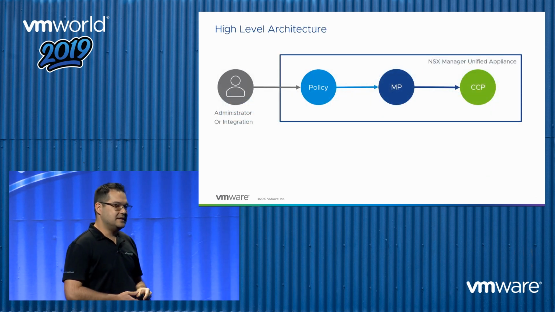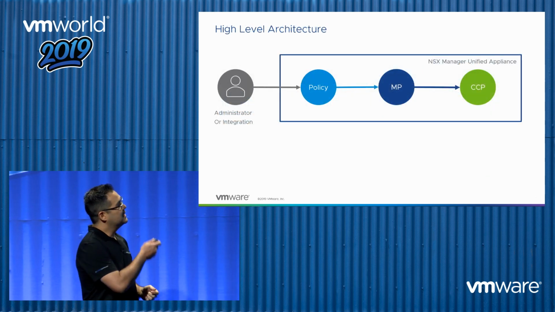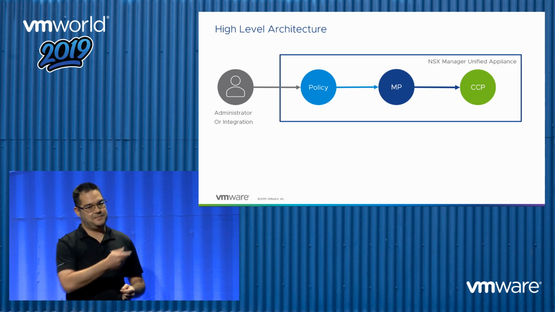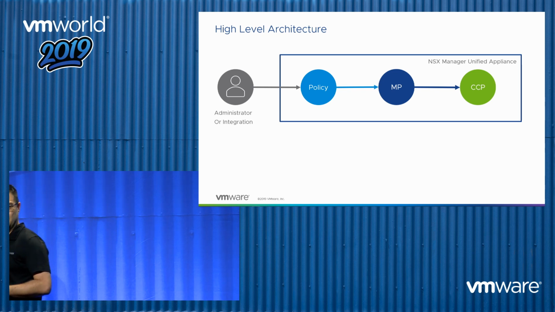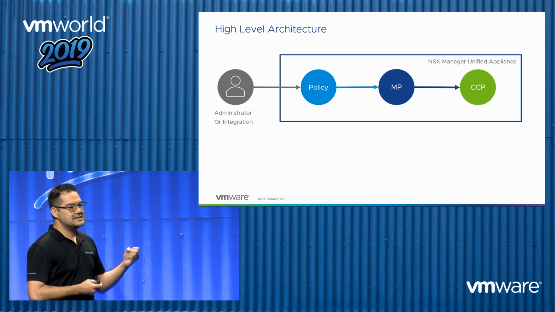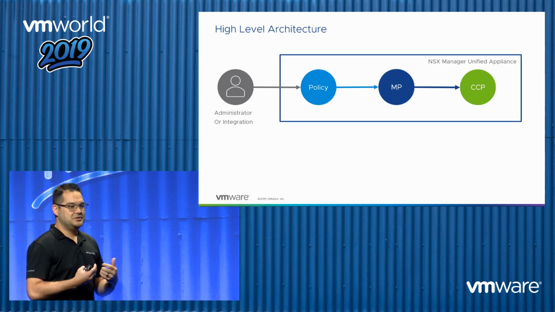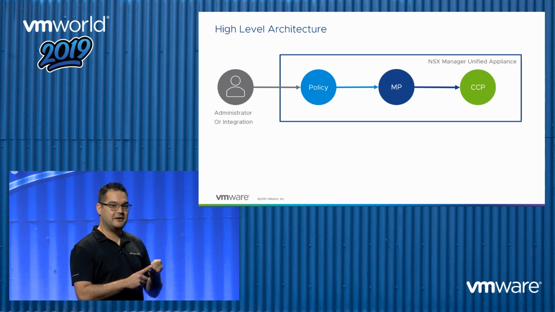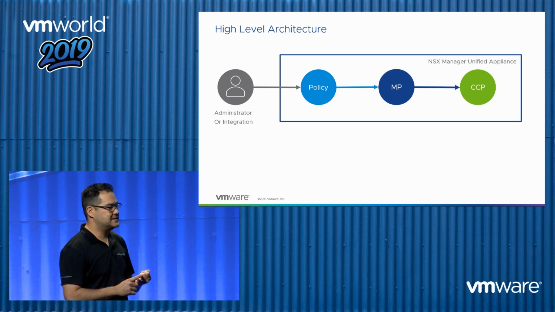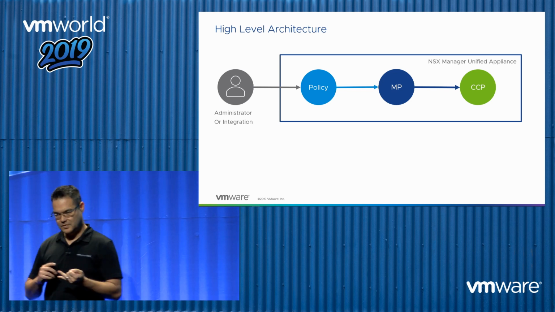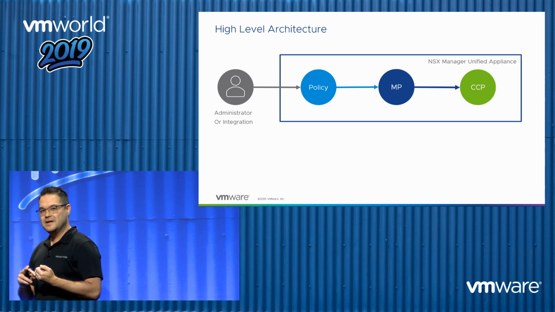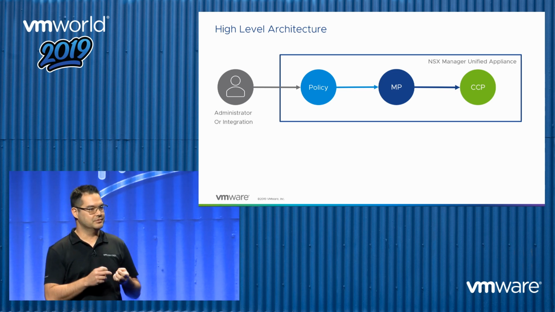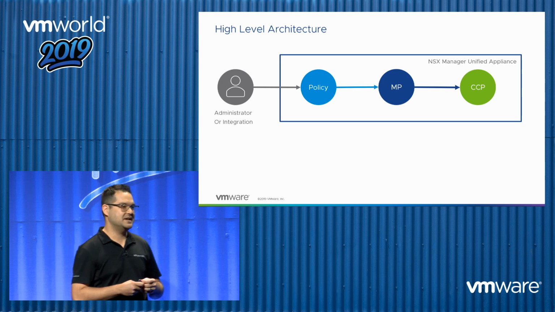Looking a bit into the unified appliance now, you have policy, MP, and CCP. So management plane, central control plane, and policy. Policy is the layer which you generally interact with. It provides the UI and it provides the declarative API, or the intent-based system within NSX. It's this intent-based system that you configure your rules and your groups and your firewall sections.